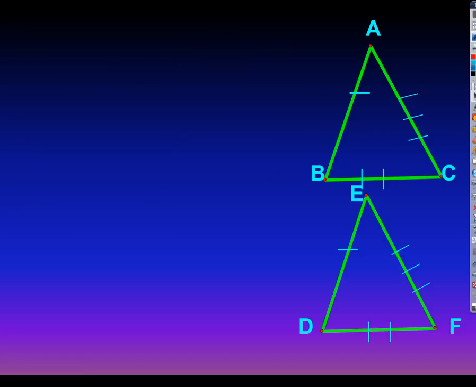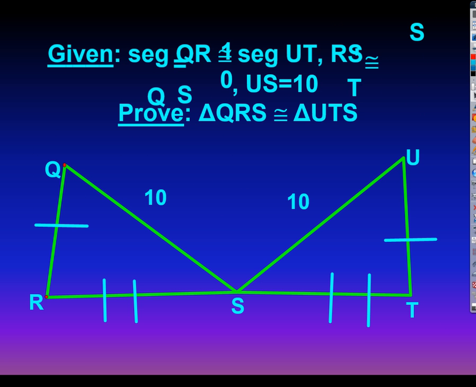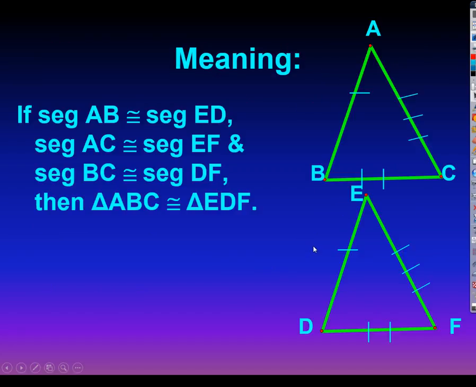Okay. So for example, in this situation right here, look what we've got. We know that side AB is congruent to side DE. We know that side AC is congruent to side EF, and side BC is congruent to side DF, right? And so therefore, because these 3 sides in this triangle are congruent to the 3 sides in this triangle, they have to be congruent. The angles just have to work. We don't need to show that.